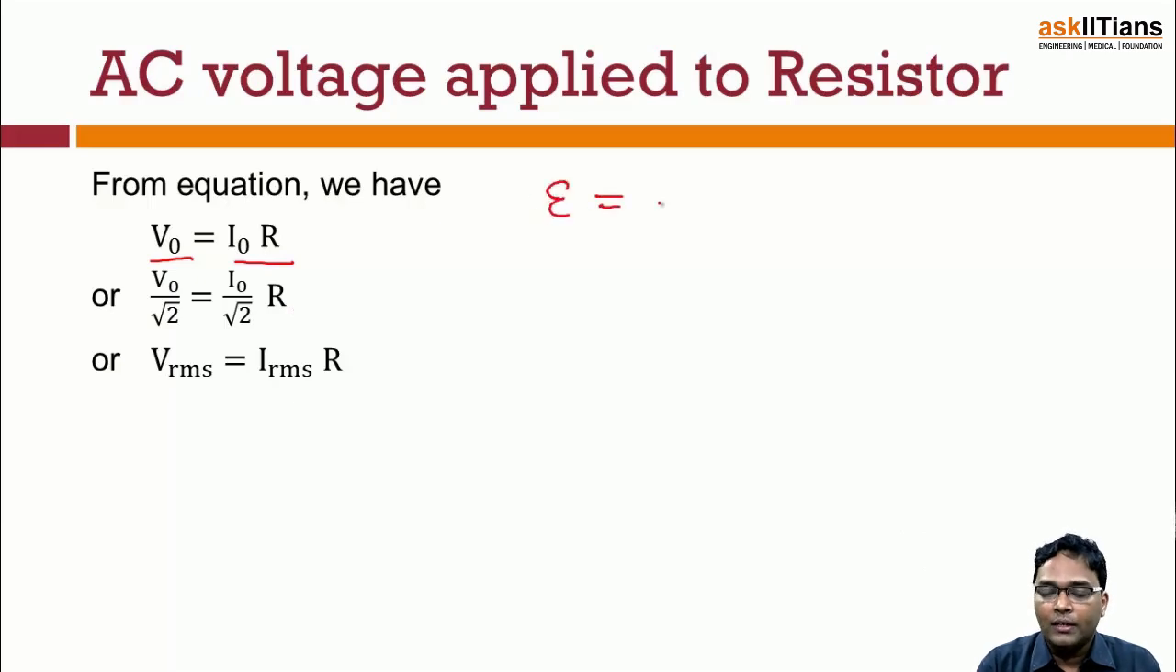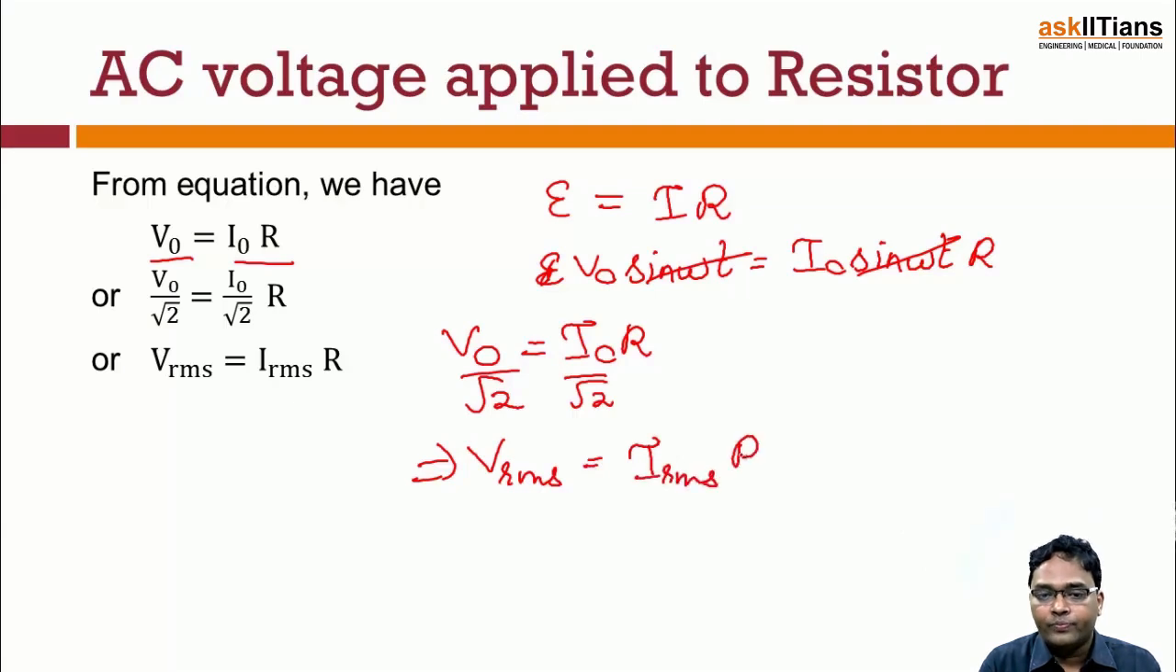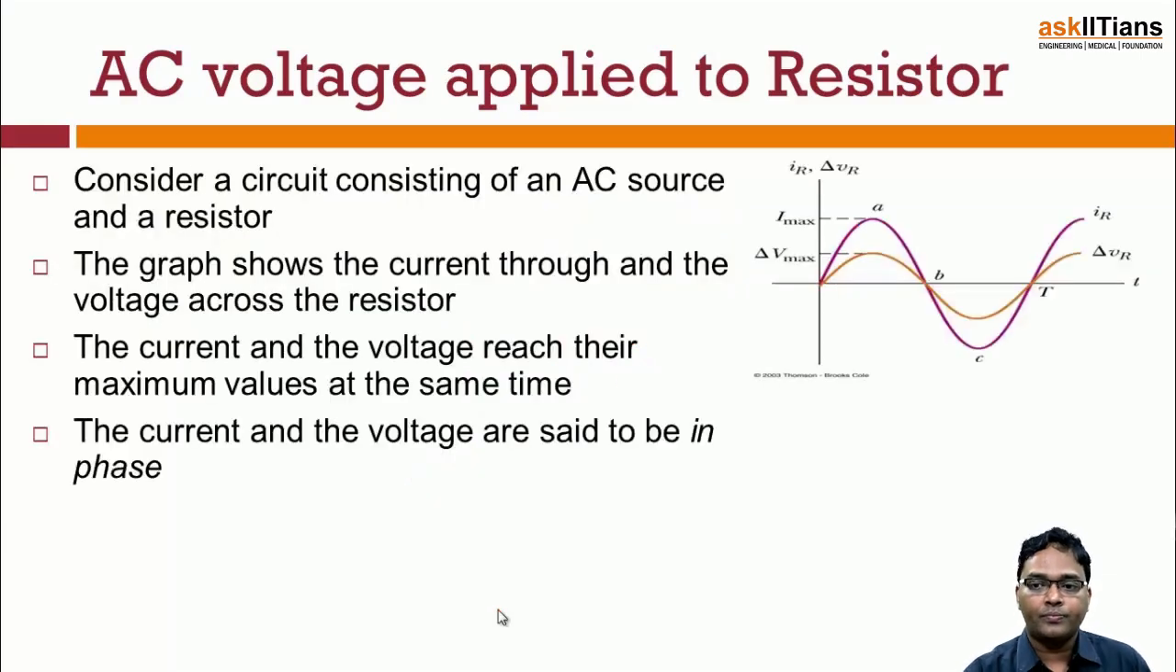Moving further, we know that V naught is equal to I naught into R. We know that epsilon is going to be equal to I into R. So if we write it in terms of voltage, this becomes V naught sine omega t, which is equal to I naught sine omega t into R. Getting rid of the factors of sine omega t, we get V naught equals I naught into R. Now if I divide both sides by a factor of root 2, for basically observable quantities, that gives me V RMS equals I RMS into R. Okay, so this is the AC voltage that has been applied to a resistor.